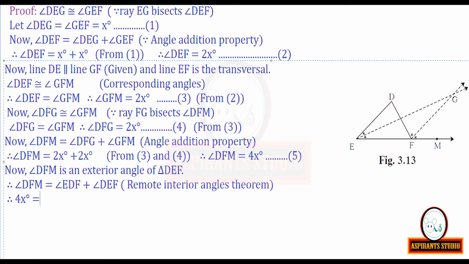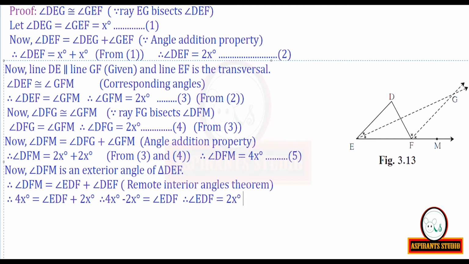Now put the values here. Measure of angle DFM is equal to 4x degrees by equation number 5. So 4x degrees is equal to measure of angle EDF plus 2x degrees, because measure of angle DEF is equal to 2x degrees, as we have in equation number 2. Now, therefore, measure of angle EDF will be 4x degrees minus 2x degrees. Bring plus 2x degrees to the other side, then it becomes minus 2x degrees. Now 4x degrees minus 2x degrees is 2x degrees.